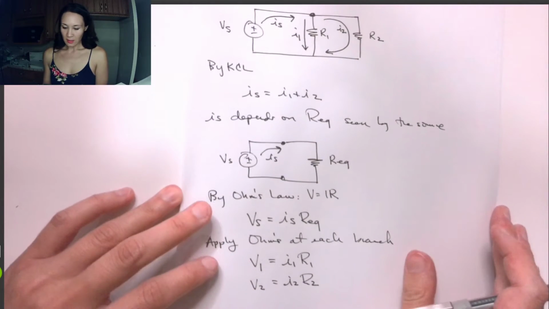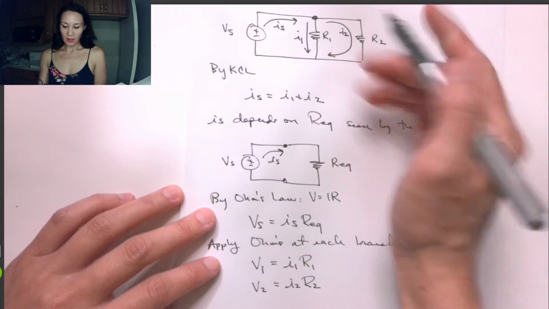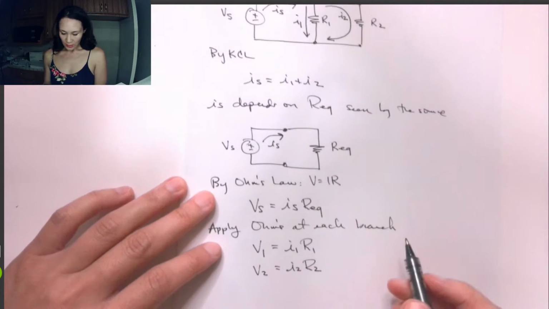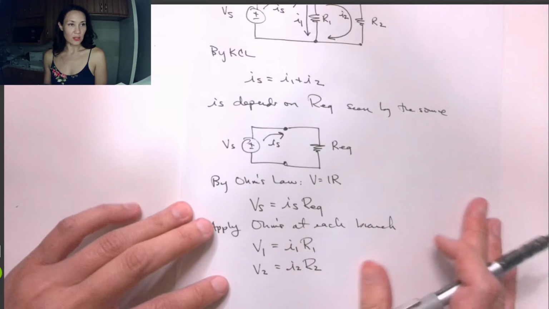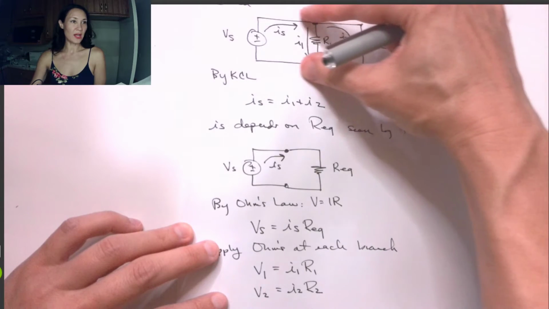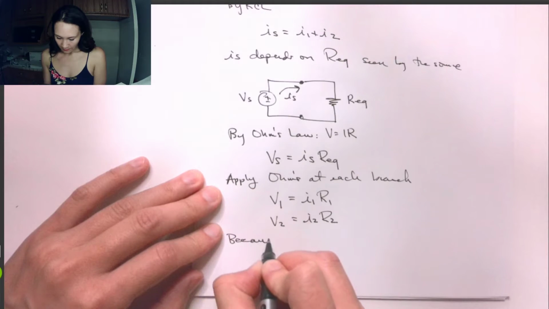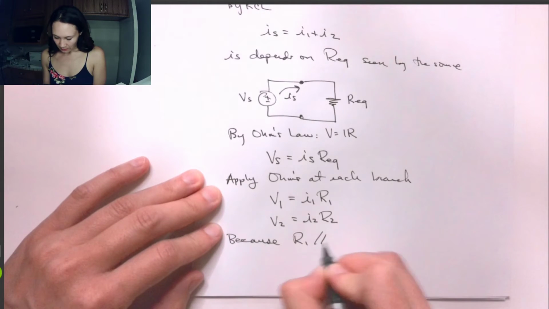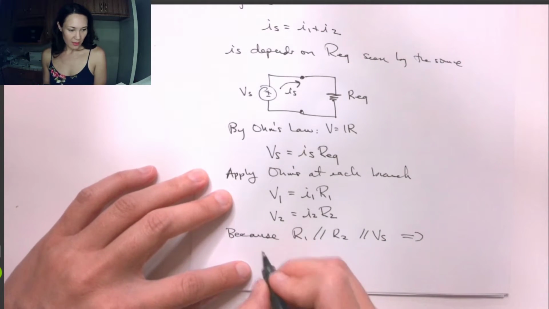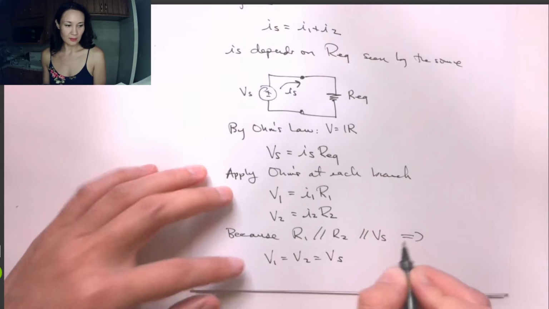Okay, great. So as you can see in this circuit though, our resistors are connected directly in parallel with the source. So we already know V1 and V2. We know the voltage drop across this resistor. We know the voltage drop across this resistor because they're connected directly to Vs. So because R1 is in parallel with R2 is in parallel with Vs, we know that V1 is equal to V2 is equal to Vs. Okay, great.